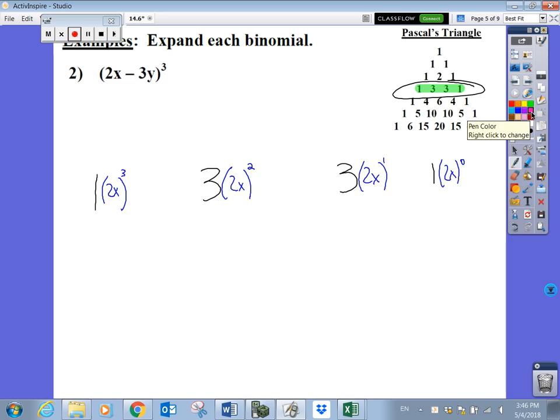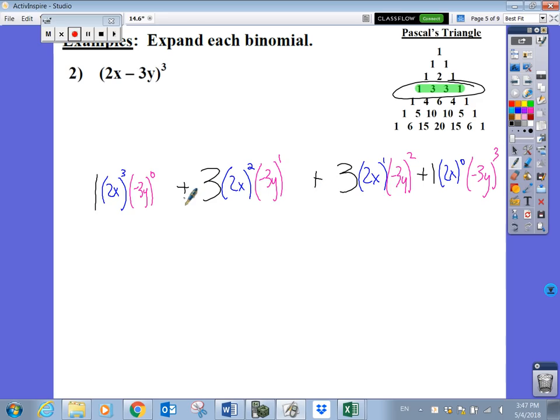Then we take the 3y, and 3y is negative, so we need to be sure to include that negative in our parentheses. So negative 3y to the 0, negative 3y to the 1, negative 3y to the 2, negative 3y to the 3rd. And then again, you can just put plus signs. Now these signs could change depending on what the term is right there, but we're not multiplying. And so now again, we just do the math.